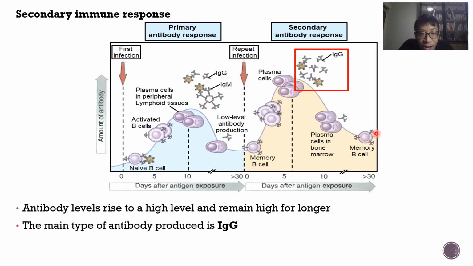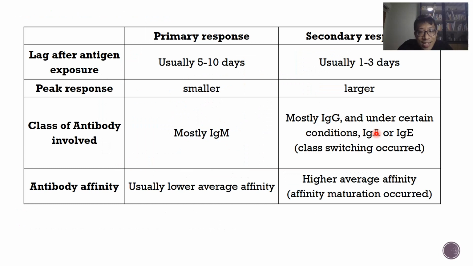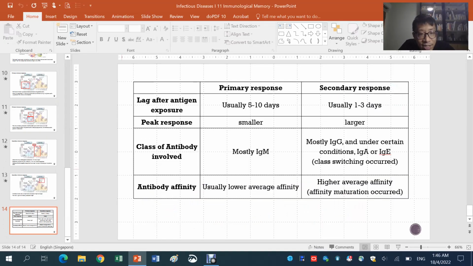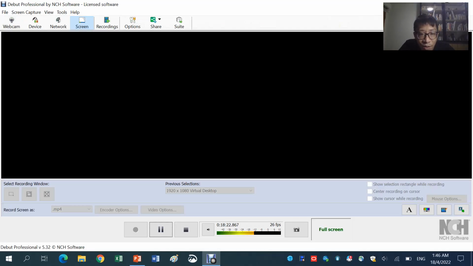Lastly, just a table which you have in your notes as well, showing some differences between the primary and secondary immune responses. I'll just leave you to read this yourself. So that's the end of part 1 of infectious diseases.